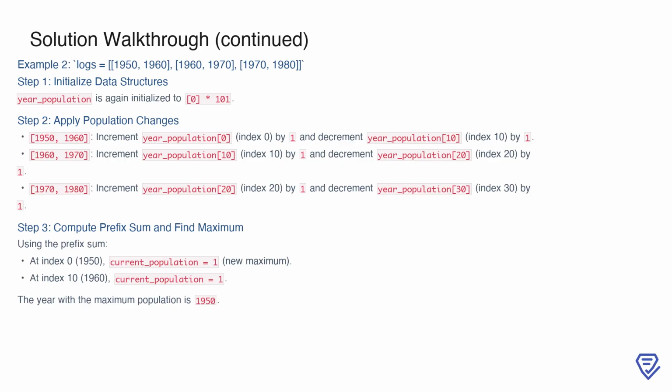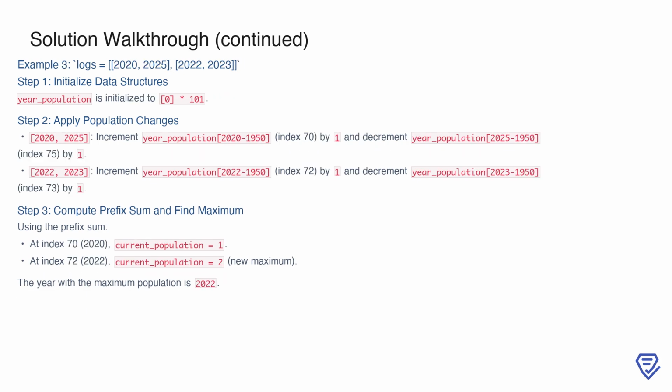After applying these changes, we calculate the cumulative population using the prefix sum method. At index 0, corresponding to the year 1950, the population is 1, which is the highest. At index 10 for the year 1960, the population remains 1, but it doesn't exceed the previous maximum. Therefore, the year with the maximum population in this example is 1950.